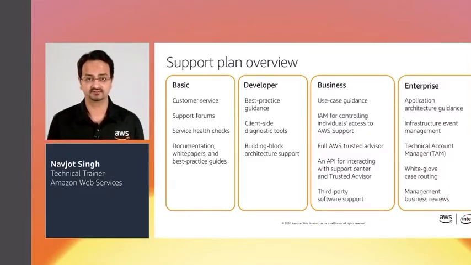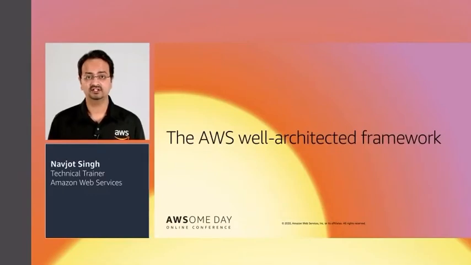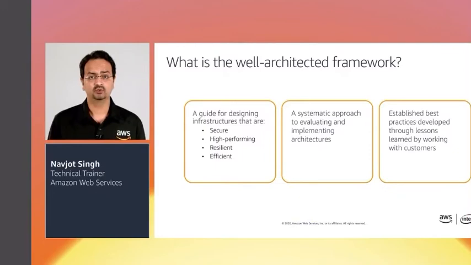The AWS Well-Architected Framework. The AWS Well-Architected Framework is a guide for designing infrastructure in the cloud according to the AWS best practices. The framework was developed after reviewing thousands of customers' architectures on AWS. It is not a blueprint for architecture, but rather provides a consistent approach for evaluating architectures.